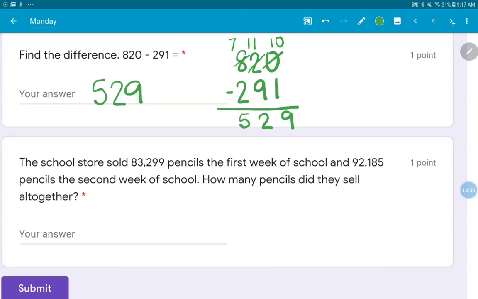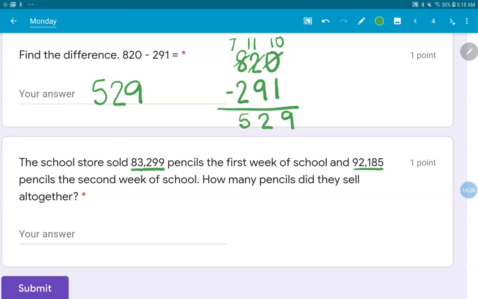All right, the school store sold 83,299 pencils the first week of school and 92,185 pencils the second week of school. How many pencils did they sell altogether? Amy, how do I do that one? Okay, so we need to add the number of pencils from the first week and the number of pencils from the second week. Okay, so how did you add them? What did you do? Okay, so you lined up, you added your place values together?